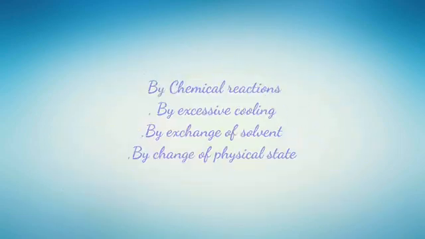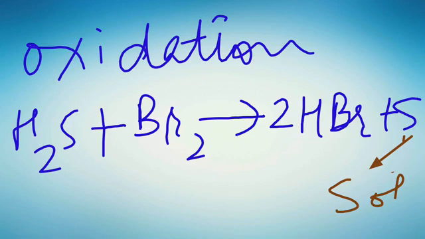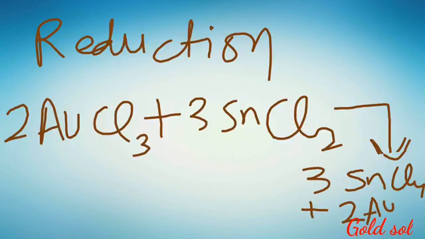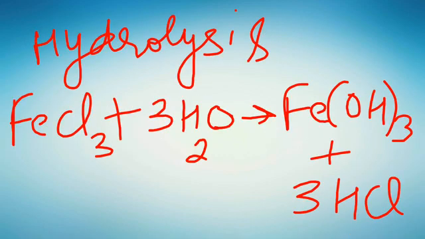By chemical reactions, there is oxidation, in which a colloidal sol of sulfur is obtained by bubbling H2S gas through a solution of bromine water, sulfur dioxide, nitric acid, etc. In reduction, the colloidal solutions of metals are obtained by reduction of their compounds. In hydrolysis, a colloidal solution of ferric hydroxide is prepared when a concentrated solution of ferric chloride is added drop-wise to hot water.